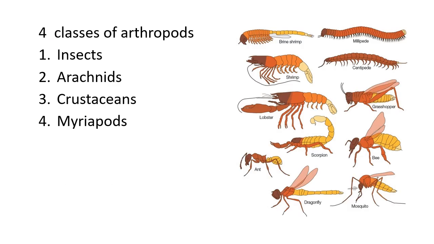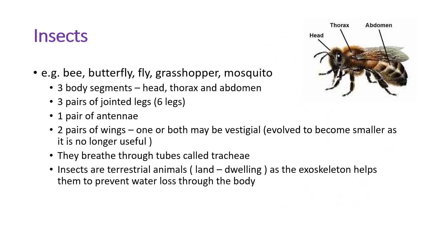There are 4 classes of arthropods: insects, arachnids, crustaceans, and myriapods. Next, we are going to see how we can identify each group. Insects: bee, butterfly, fly, grasshopper, mosquito, all these small creatures belong to insects. But remember, all the small creatures that we come across in our day-to-day life are not insects. Now let's see how we can clearly identify an insect.